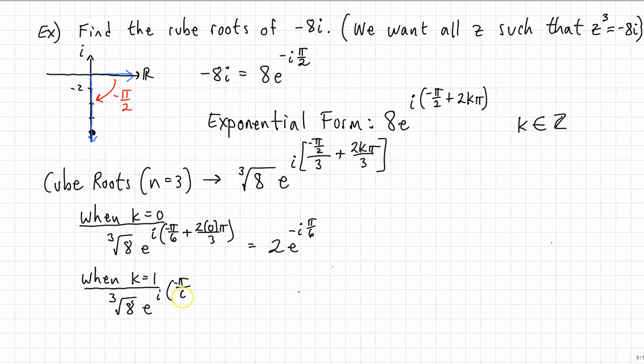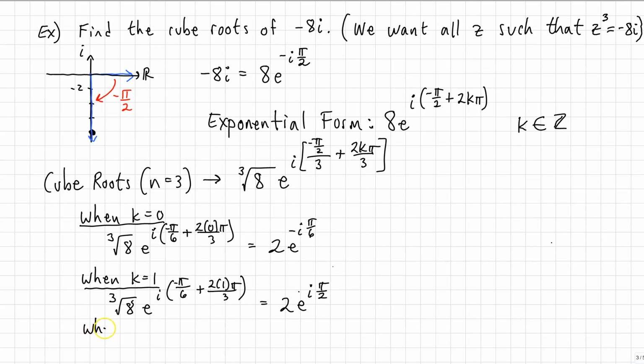So this would be negative pi over 6 plus 2 times 1 pi over 3. The cube root of 8 is 2, so it would be 2e to the i, and then negative pi over 6 plus 2 pi over 3. That would be 4 minus 1 would be 3, or it would be pi over 2. So you get 2e to the i times pi over 2. So that's another cube root of negative 8i.